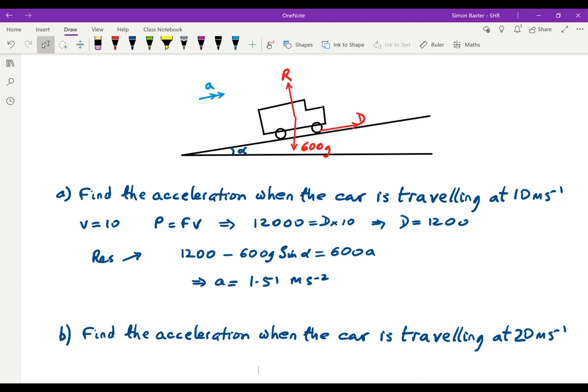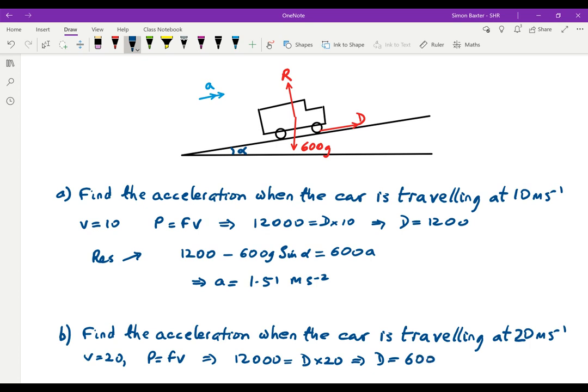Now let's see what happens when the car is traveling at 20 meters per second. Very, very similar. V is 20, P is still FV. That gives me my power, which is 12,000. The car's engine is working at that power all the time. That must be equal to the driving force times V, which is 20 in this case, which gives us that D this time is 600.